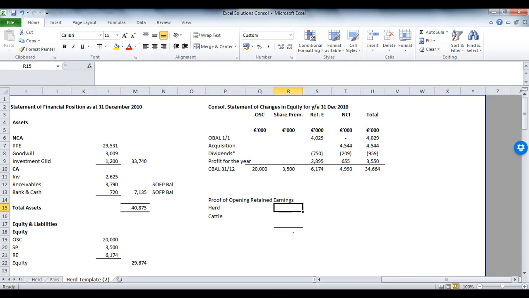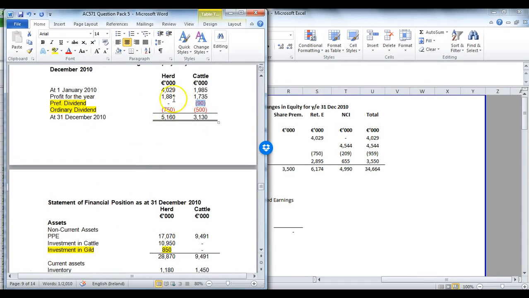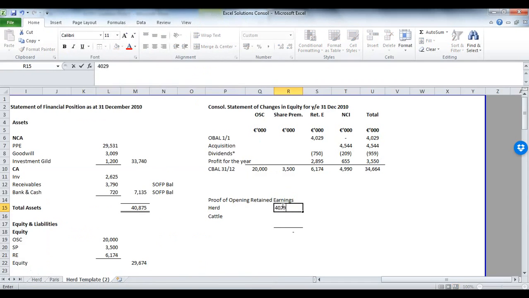Well, the opening retained earnings in Herd, we were told in the question, was 4029. And because we acquired during the year, the subsidiary's opening balance must be nil. We only acquired on 1 Jan. So it makes sense that the opening retained earnings of the group is 4029. We know we're correct. And that's what you have to watch for here: watch out for any adjustments to opening retained earnings, as you may have to make an adjustment here. And finally, there were no movements in these during the year, so the opening was 3500 and 20 million. So that's essentially the full question.